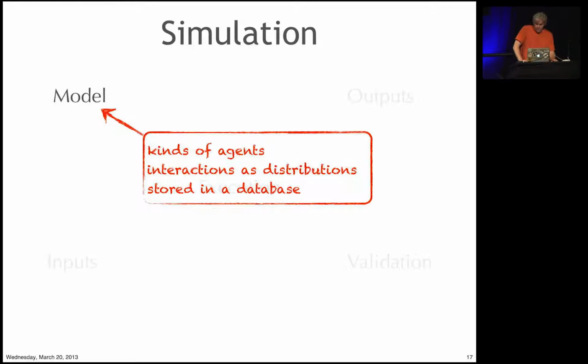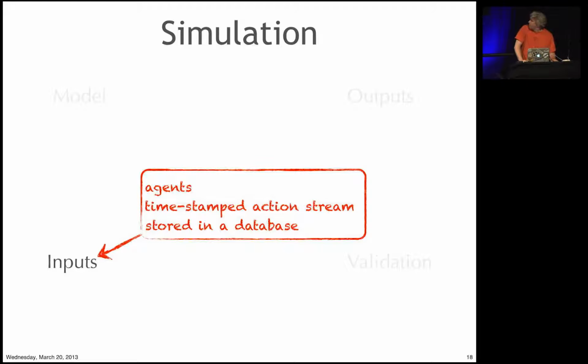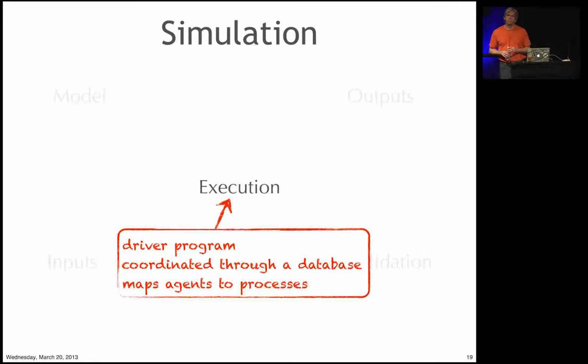Then you take that model and you use it through a program to generate a stream of inputs or streams of inputs. And so these are serialized by agent. So you might have, in your model, chosen to say we're going to have 500 or 50,000 agents that we're going to use to simulate our system. And each one of those agents is going to have a time-stamped action stream. The agent is the unit of concurrency. So within an individual agent, things are serial. But then across multiple agents, things are concurrent. And you're going to store all that stuff in a database. Then there's going to be a driver program that's responsible for execution.